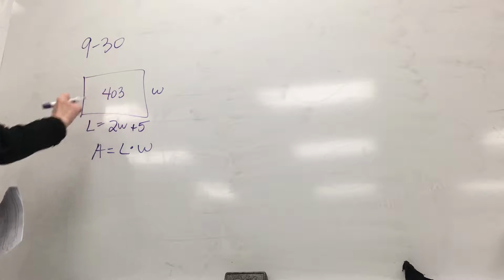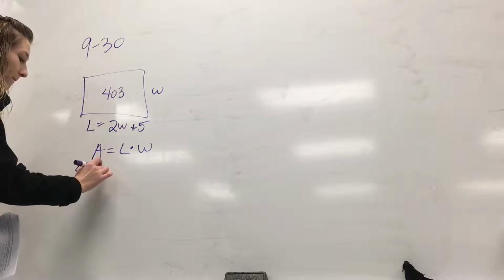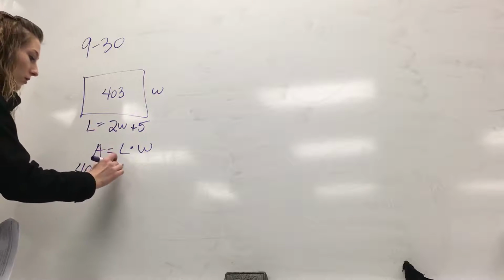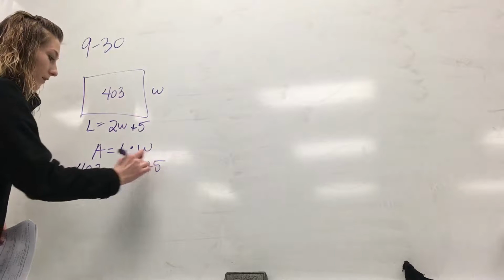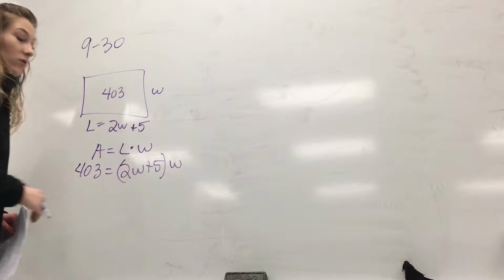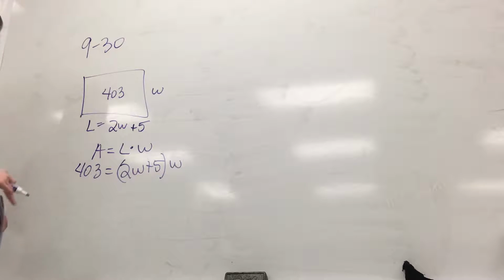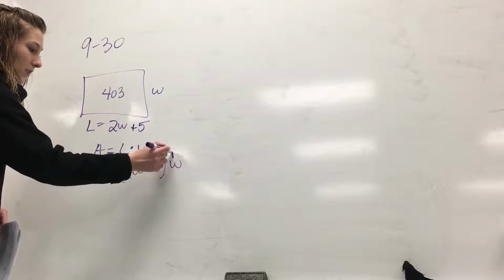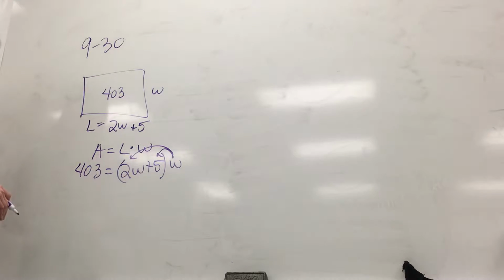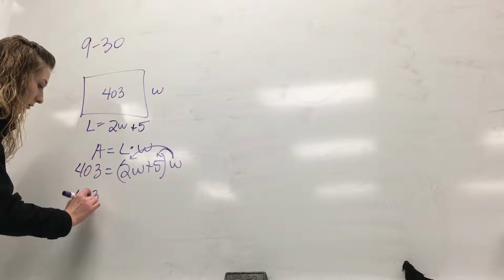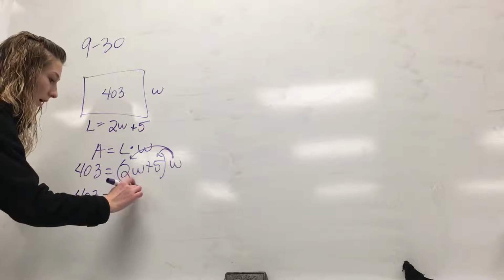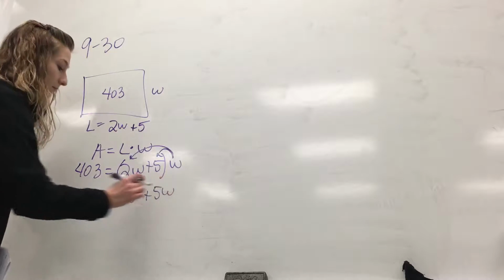The area, they told us, was 403, equals the length, which is 2W plus 5, times the width, which I'm just calling W. You can call it X, doesn't matter. I just use the same variable. So now I need to solve this. So we're going to first distribute the W. It just happens to be on the other side, but it does the same thing. You multiply by W. 403 equals 2W squared plus 5W.